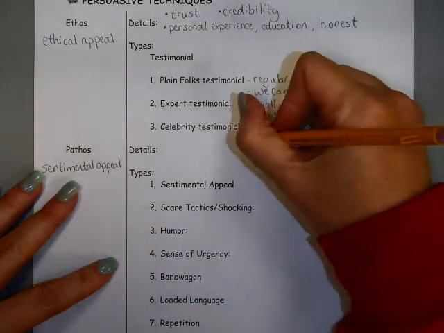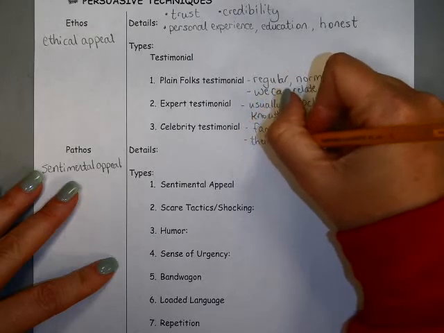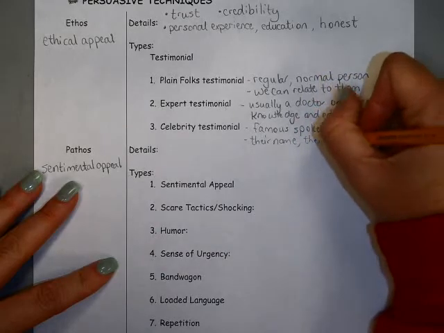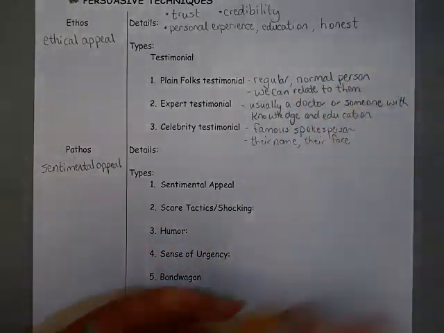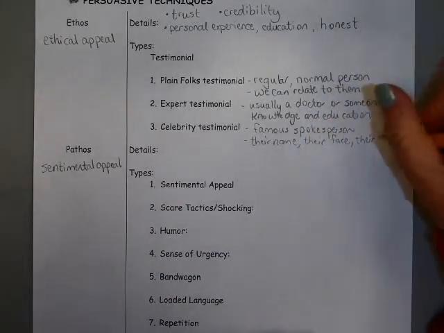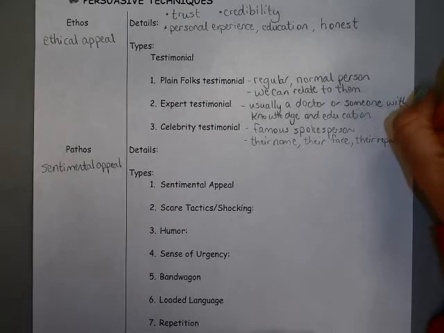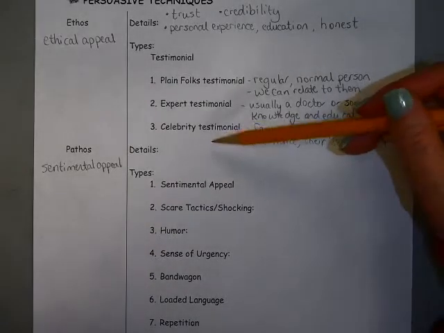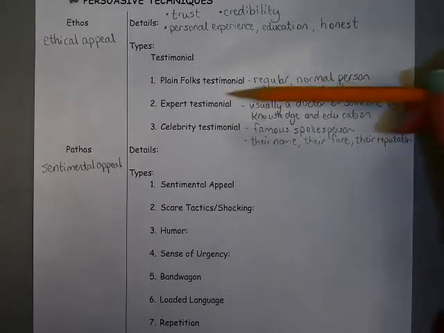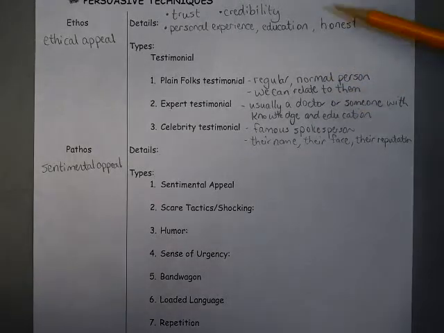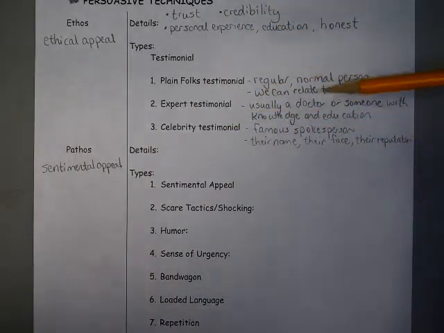And so usually it is either their name, their face, and their reputation that are being promoted here. Okay, so famous person is the one involving celebrity testimonial. The expert testimonial is usually probably someone like a doctor, and again, the plain folks is just your regular normal people. So these all are different types of ethos, also known as ethical appeal.